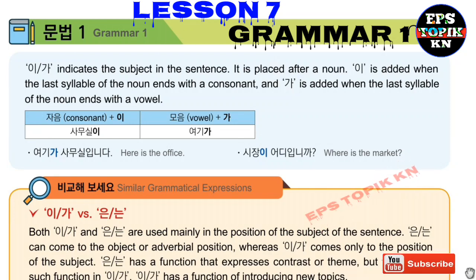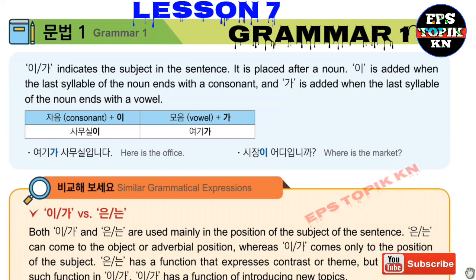So then, why are there two? The difference is the pronunciation. It's phonetic. 이 is used with a word that ends in a consonant, so it's easily pronounced and understood. And 가 is the opposite. It's used after a word that ends in a vowel to make it clear that word is the subject noun.